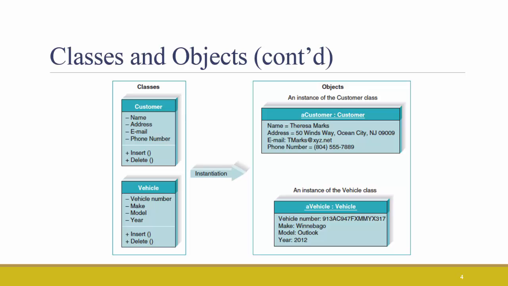Here's an example. A class could be a customer. A customer has certain attributes such as a name, address, email, and phone number. An object is a specific instance of that class. So, Teresa Marks, who lives at 50 Winds Way, Ocean City, New Jersey, is an object or an instance of the customer class. A vehicle is a class, and vehicle number 913, AC 947, etc. is an instance of the vehicle class.